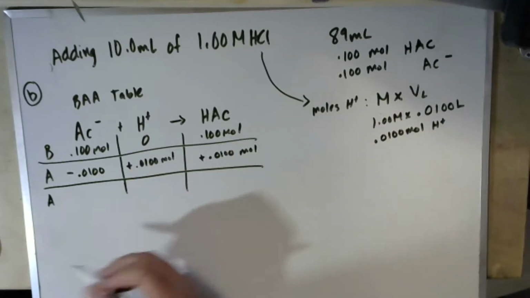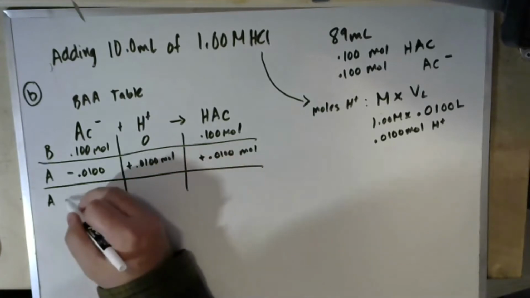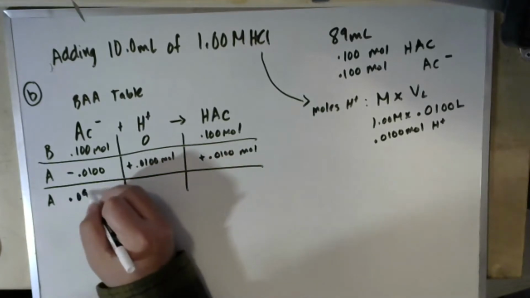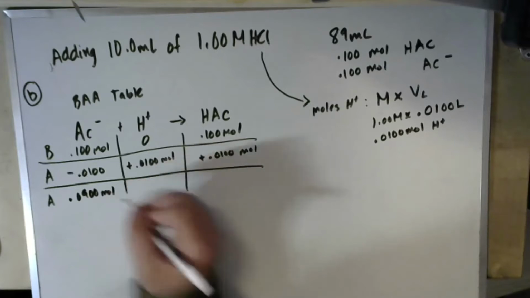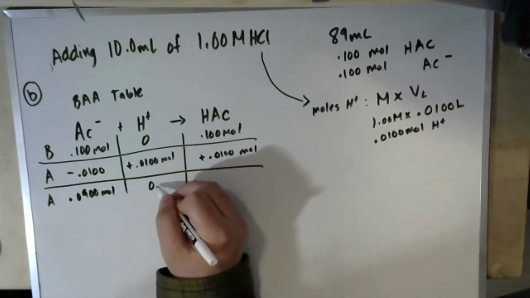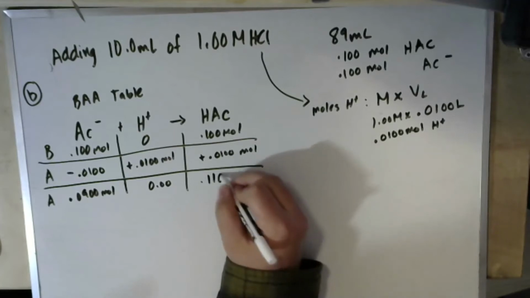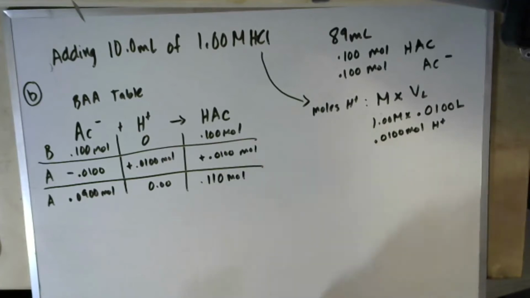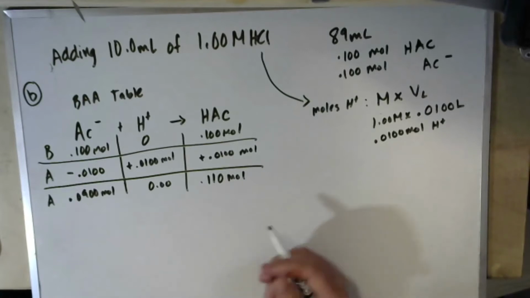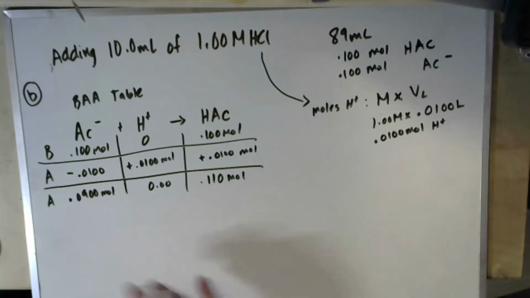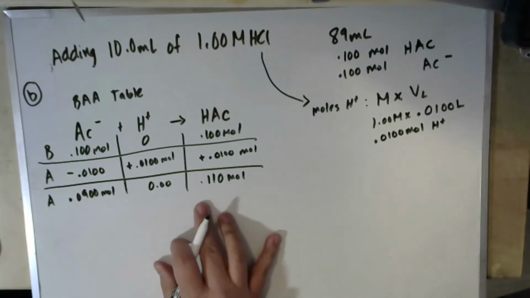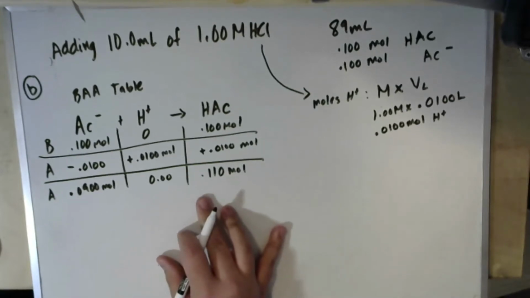So after that addition is over, I'm going to have 0.0900 moles of my acetate ion. I'm going to have none of this acid left over. And I have 0.110 moles of the acetic acid. Okay. We want to find concentrations for our next step. Then you're free to use the concentration values in your Henderson-Hasselbalch equation or in your ice table.